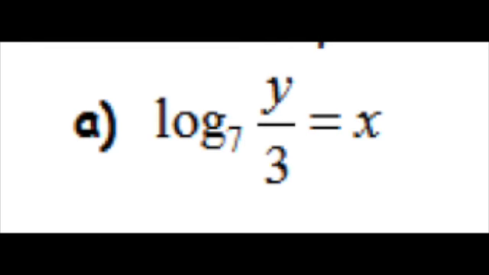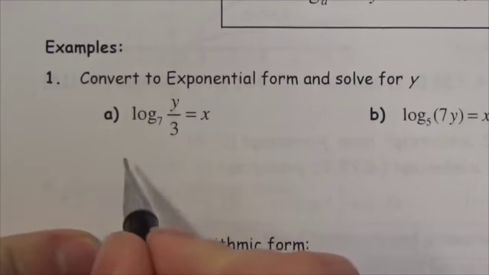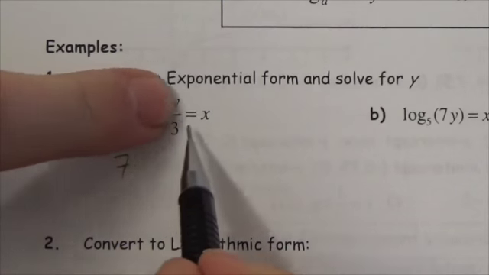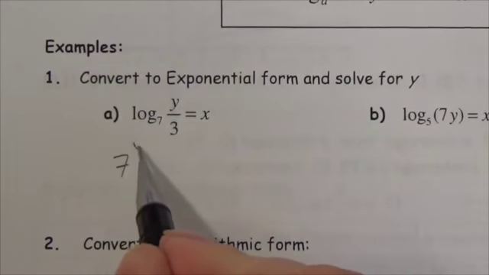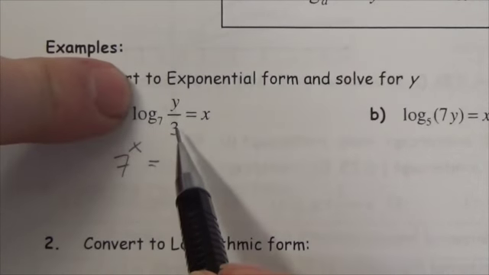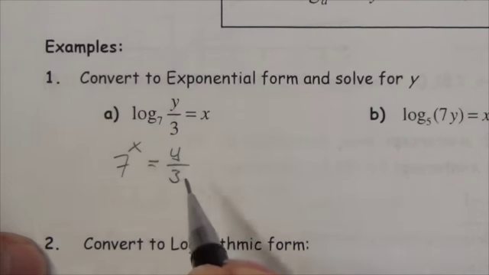Convert to exponential form and solve for y. Log base 7 of y divided by 3 equals x. Okay, so here we go. Notice that the base of the logarithmic function here is 7, so the base of our exponential function is going to be 7. A logarithm equals the exponent, so this is going to be 7 to the x. And we always take the log of whatever the exponential function equals, so it's going to be y over 3.